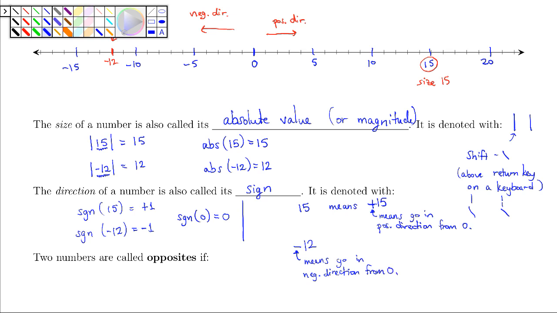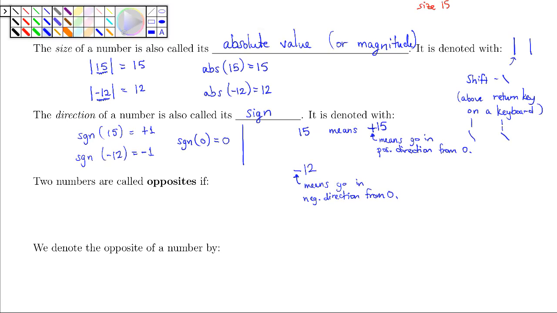Okay, so two numbers are called opposites if they have the same size, the same absolute value, but they exist on opposite sides of 0. They're like mirror images of each other. So let me write that. Two numbers are called opposites if they have the same absolute value, but opposite directions.